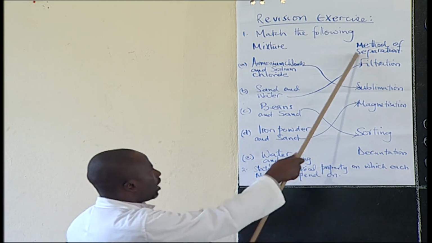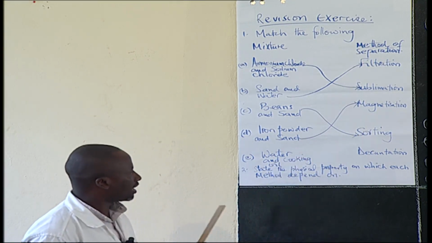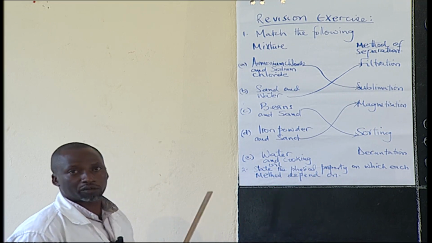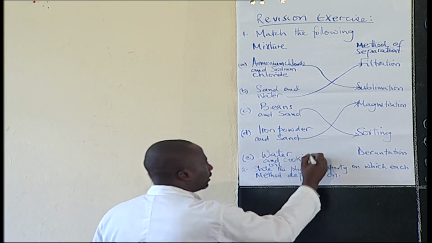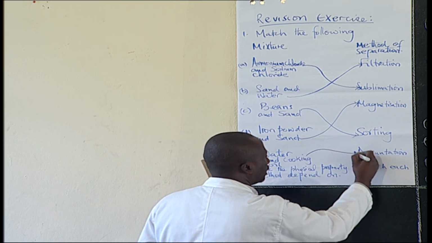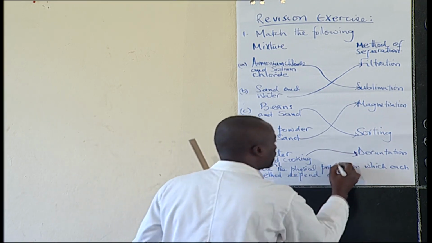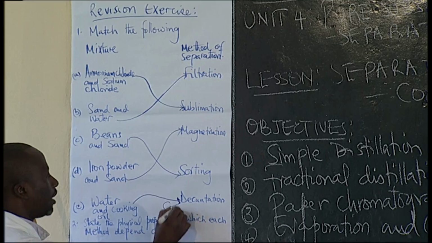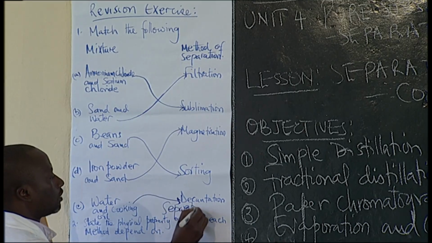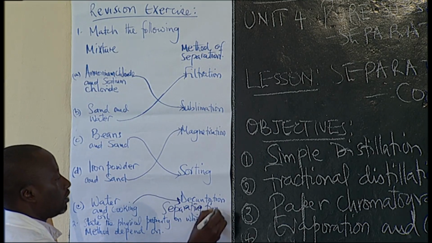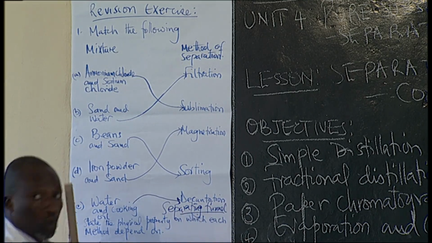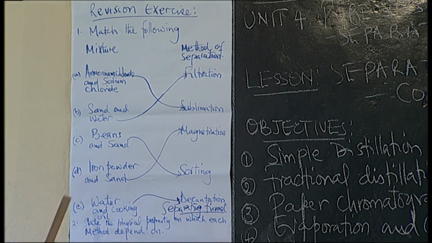Water and cooking oil. Of course, we have exhausted the other methods, so the method that is remaining is only decantation. And we said that with decantation, we are using a separating funnel. You remember we looked at this together when we were separating water and cooking oil. So this is called decantation, or use of a separating funnel.